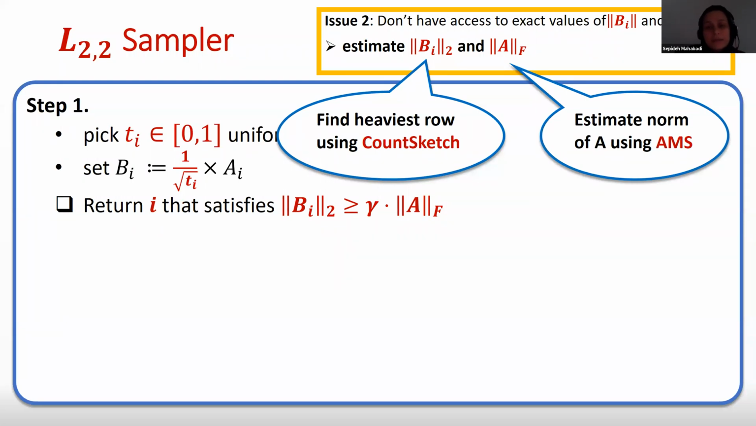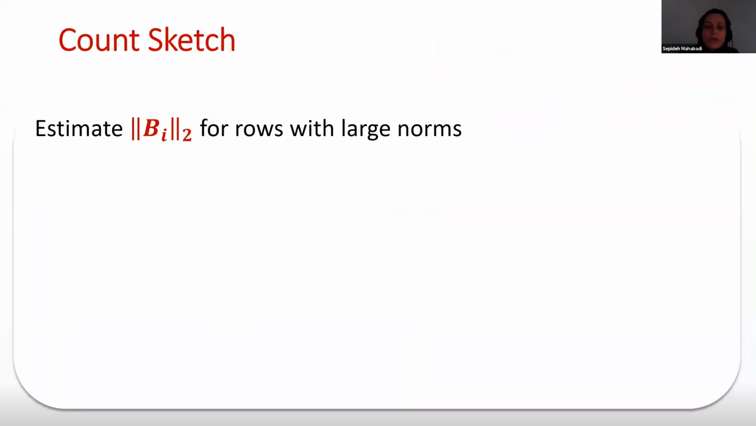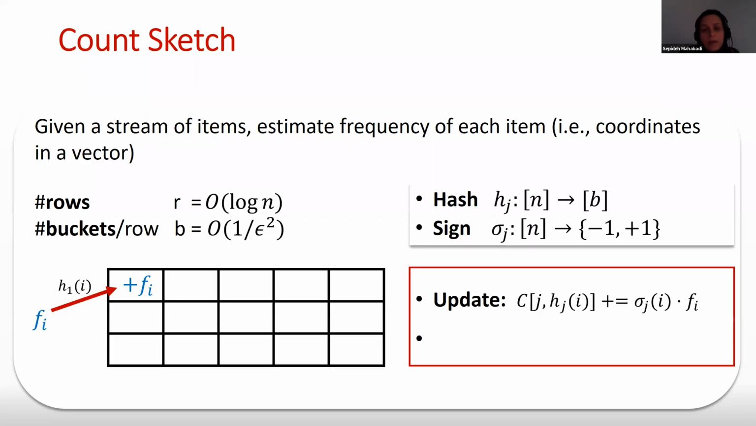Okay, and as I said, the second issue is that we don't have access to the exact values of the norm of Bi and the norm of A, so we are going to use existing algorithms for CountSketch and AMS, but generalized to the matrix setting. So we need a modified variant of these algorithms that works for matrices instead of vectors. Let me only go over the CountSketch. Here our goal is to estimate the norm of Bi, which is a row of a matrix, but only for rows that have large norms. So let's first see what vanilla CountSketch does.